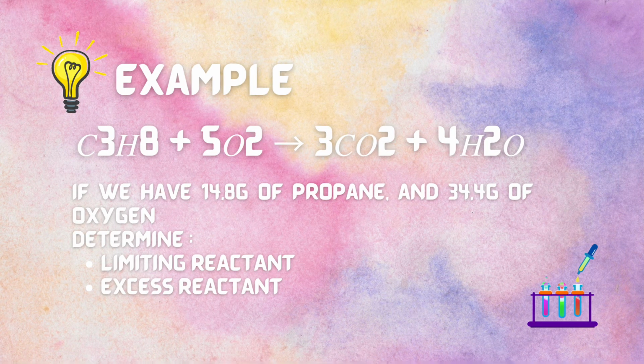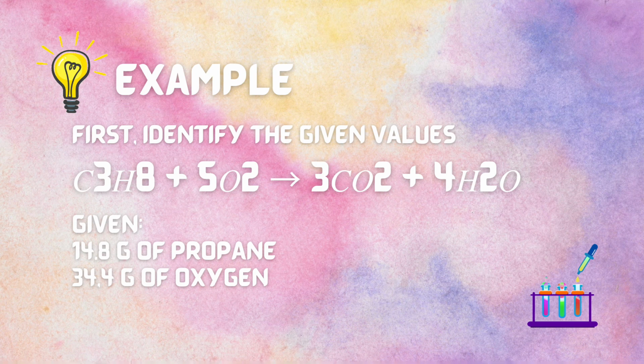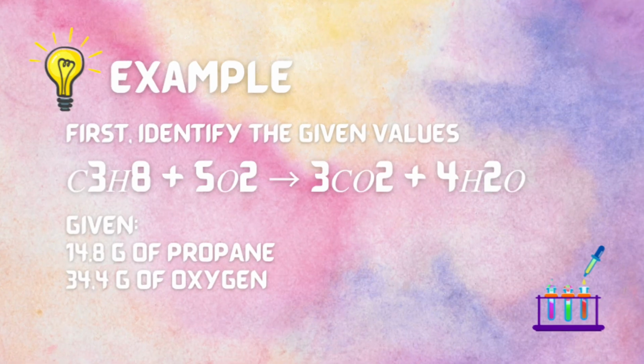Given the chemical equation C3H8 plus 5O2 yields 3CO2 plus 4H2O, if we have 14.8 grams of propane and 34.4 grams of oxygen, determine the limiting reactant and excess reactant. But first, we must identify the given values, which are 14.8 grams of propane and 34.4 grams of oxygen.